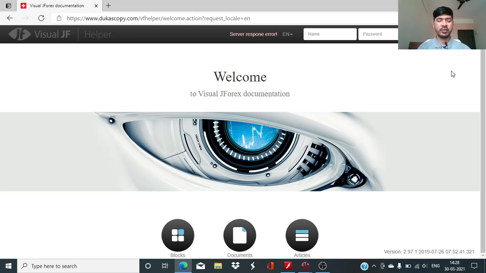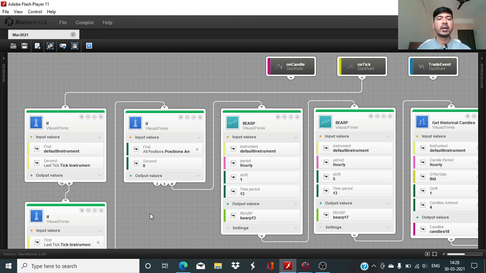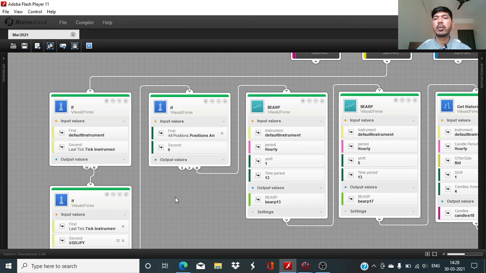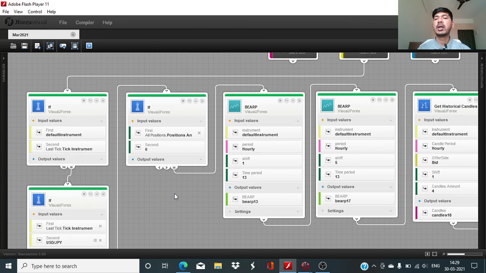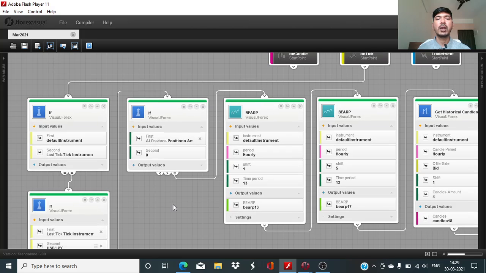Today's session of Visual JForex, we will be completing the setup using the indicator named Bear Power. This is the third part, and in today's session, I will be focusing on the sell side, defining of the condition. So this is the Visual JForex board, which has been developed by the Dukascopy Bank SA, so that the traders can build their own algorithm in an easier, simplistic way.